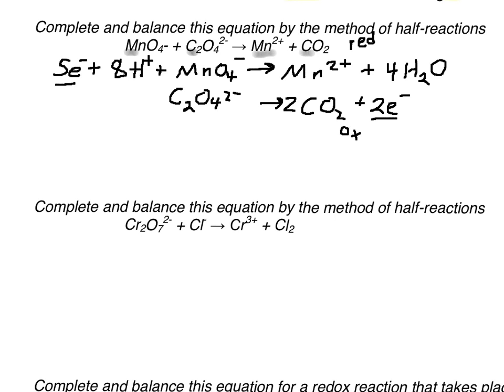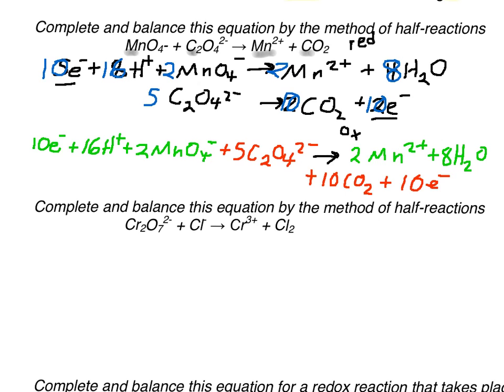Now my next step is to balance out the electrons so that they will cancel out. I've got 5 electrons on top, 2 electrons on the bottom. Best way to do this is multiply my top equation by 2 and my bottom equation by 5, giving everything 10. So I'm going to go ahead and do that. Now I'm going to take my 2 reactions and add them together. And then my last step is to go through and cancel out anything that'll cancel out.